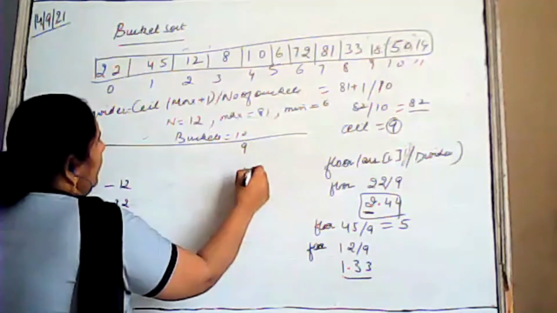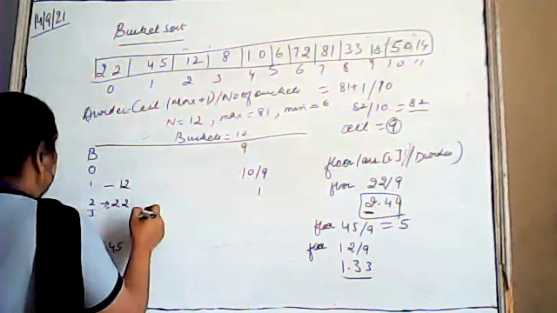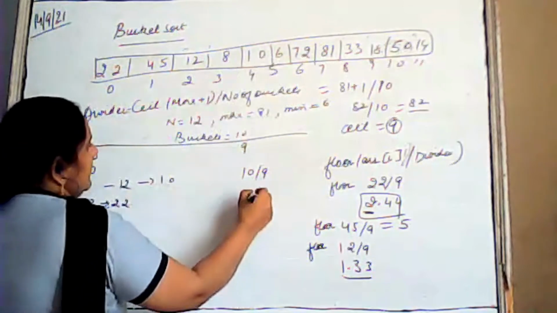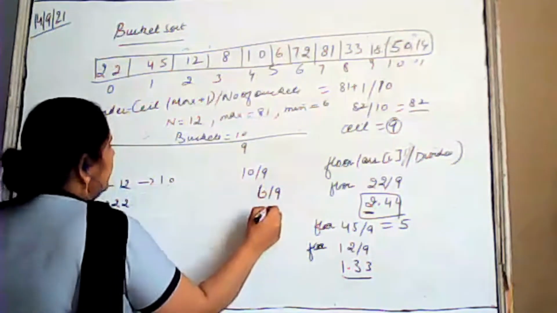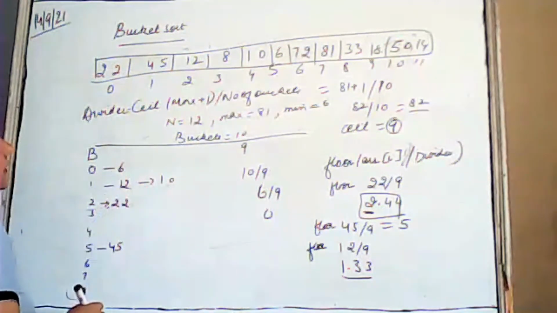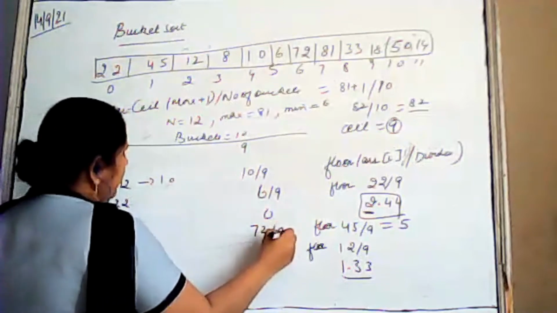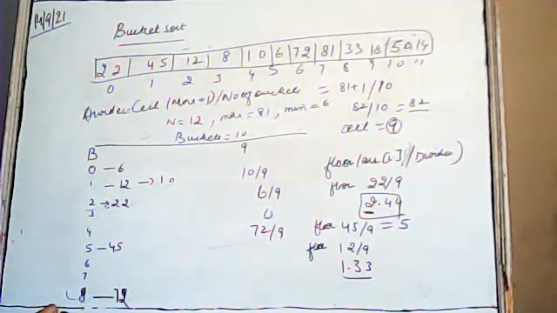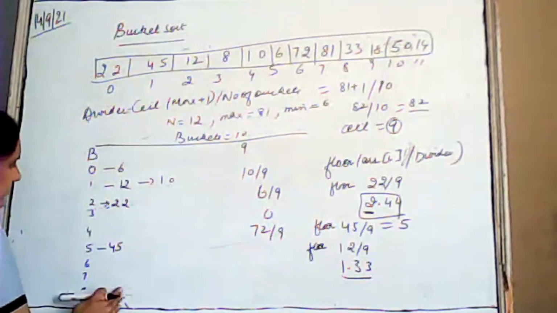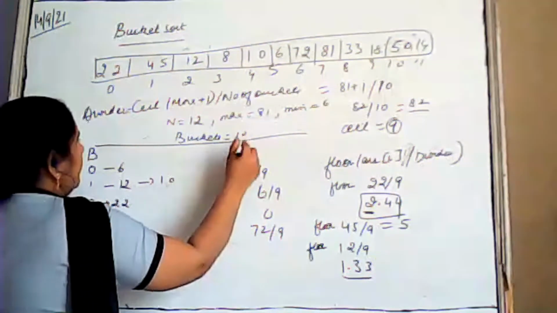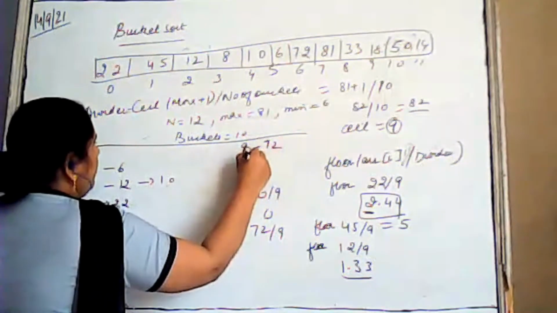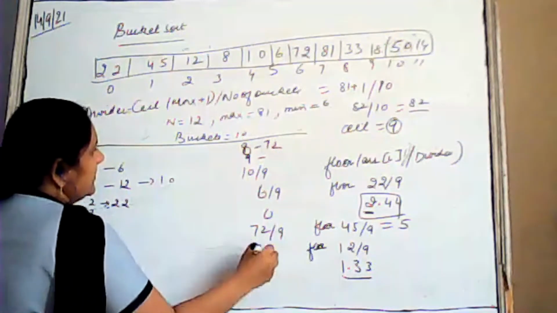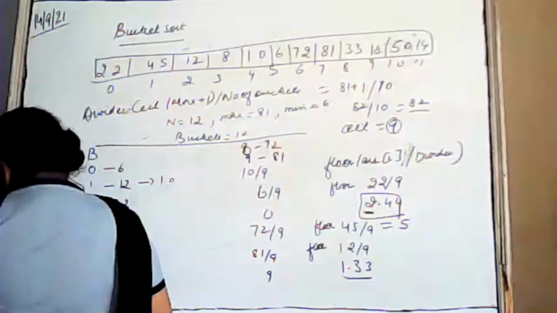10. Floor of 10 divided by 9, 9 1s are 9. So this will go to the first bucket, that is 10. Then 6. 6 by 9 will be 0. So assign it to bucket 0. Then 72 by 9 is 8. So give it to the 8th bucket. Next 81. 81 by 9, 9 9s are 81. So give it to the 9th bucket.